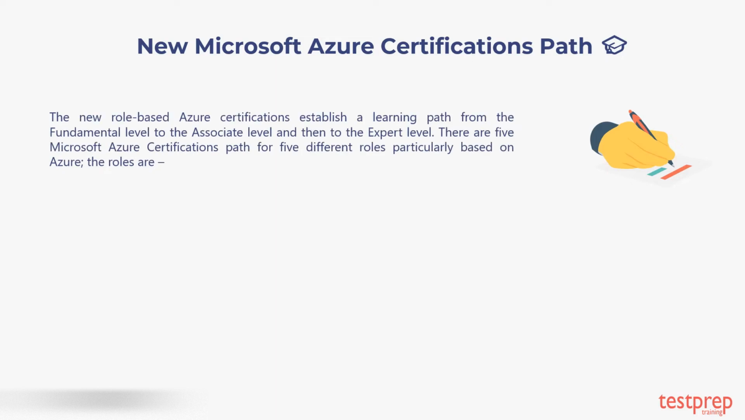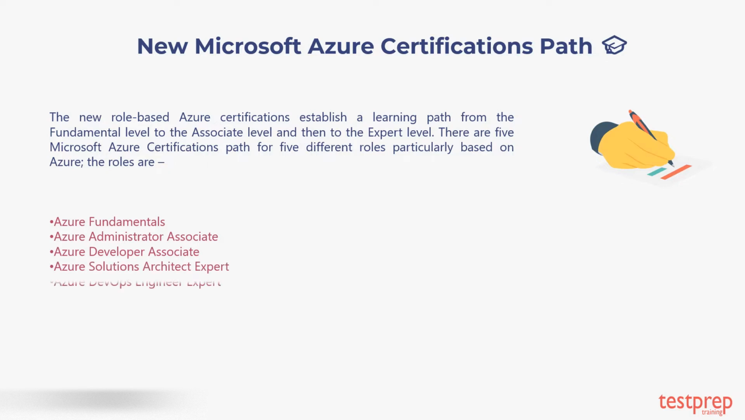New Microsoft Azure certifications path. The new role-based Azure certifications establish a learning path from the fundamental level to the associate level, and then to the expert level. There are 5 Microsoft Azure certification paths for 5 different roles, particularly based on Azure. The roles are: first, Azure Fundamentals. Second, Azure Administrator Associate. Third, Azure Developer Associate. Fourth, Azure Solutions Architect Expert. Fifth, Azure DevOps Engineer Expert.